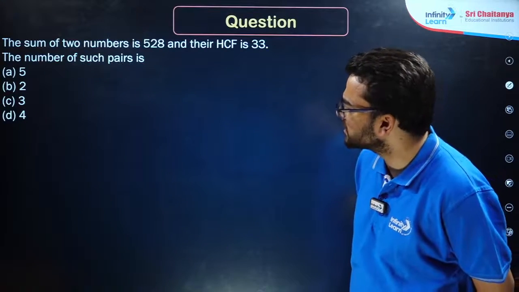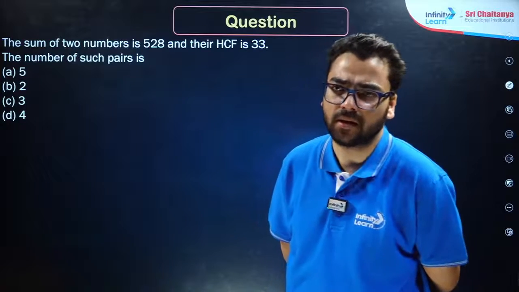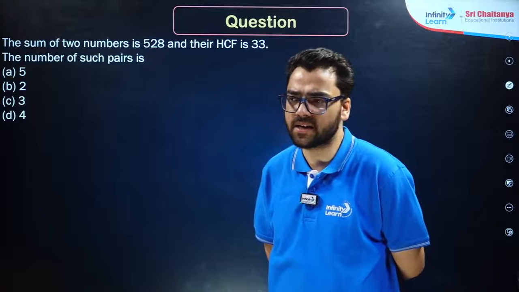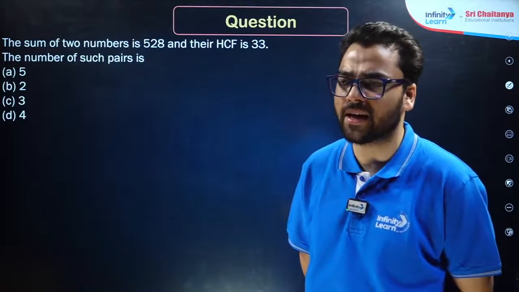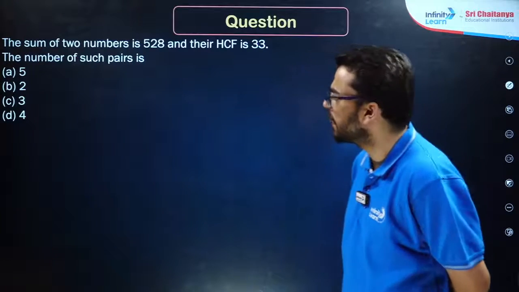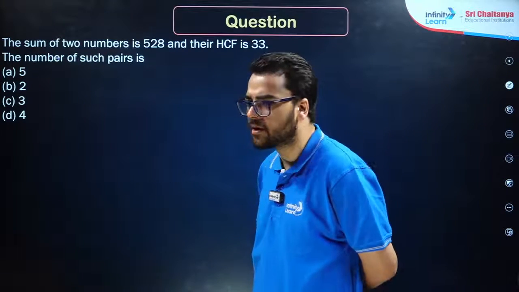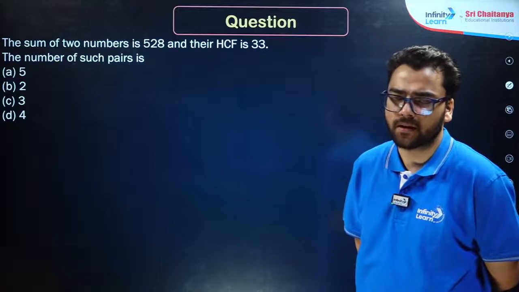Okay, now you see, this is also one of the important questions. You will get this question in previous year papers, in NCERT Exemplar, and in every type of book. Sum of two numbers is this and their HCF is this. You have to find the number of such pairs. Can you tell the answer?